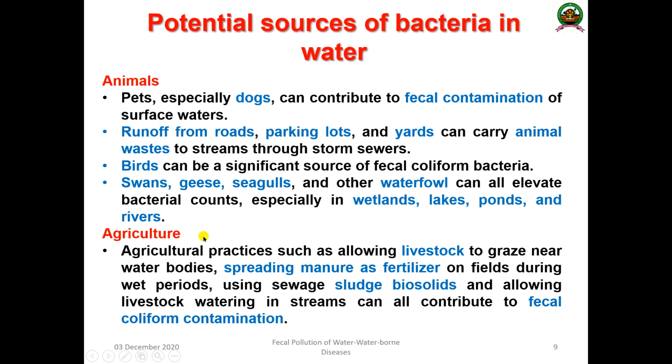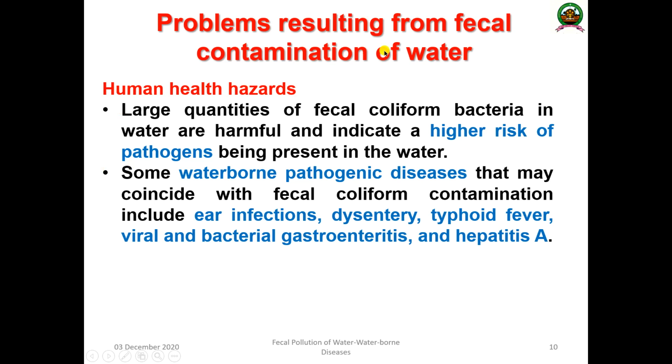Next one is agriculture: agricultural practices such as livestock grazing near water bodies, spreading fertilizers and manures, and fielding during wet periods using sewage sludge biosolids. Sludge is the thick waste material coming from the sewage plant, known as biosolids, that has a lot of nutrients, so the bacteria rapidly multiply and contribute a lot of fecal coliform to the environment. Then what are the problems which result from the fecal contamination of water?